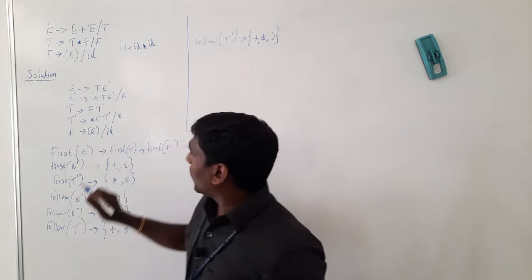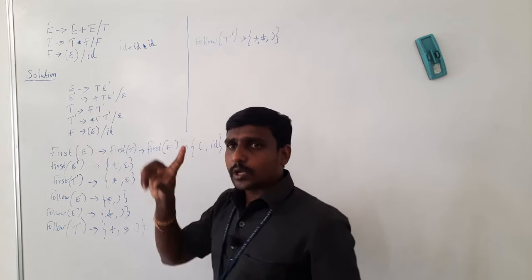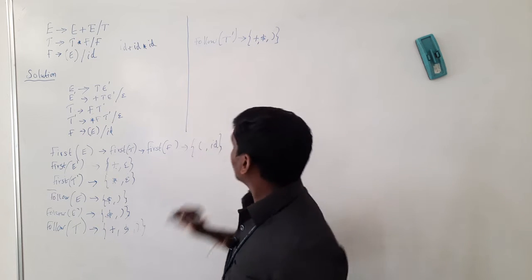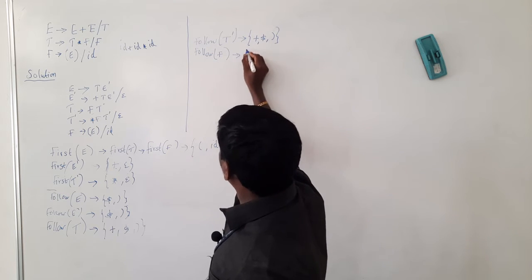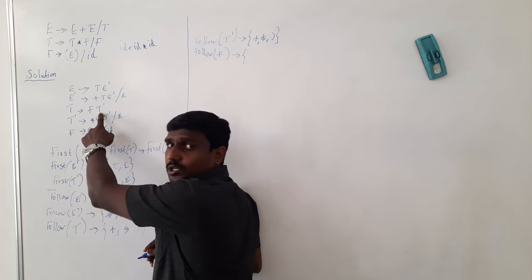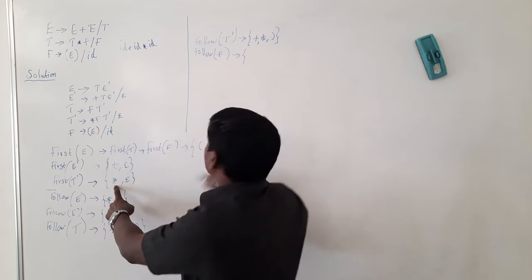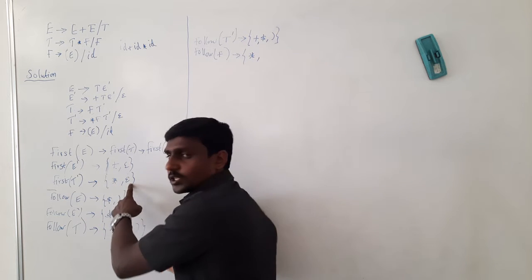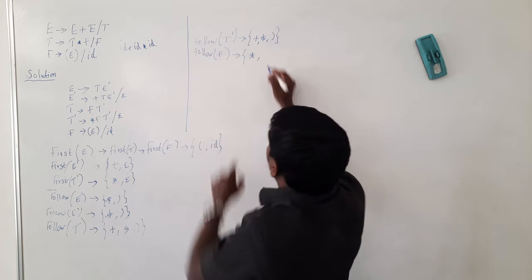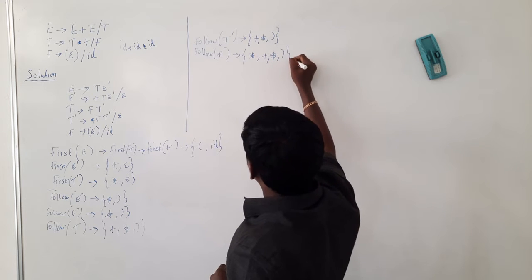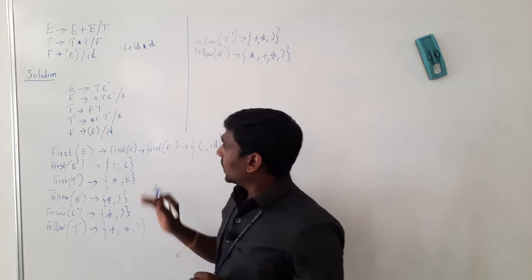Now I want to write follow of F. What is follow of F? F is followed by T dash, so I want to check the T dash first function. First of T dash is star, so I want to write star. And if there is epsilon, I want to write follow of T dash also. What is follow of T dash? Plus comma dollar comma close brace. This concept I have explained in the previous videos, so you can refer to them if you have any doubt.